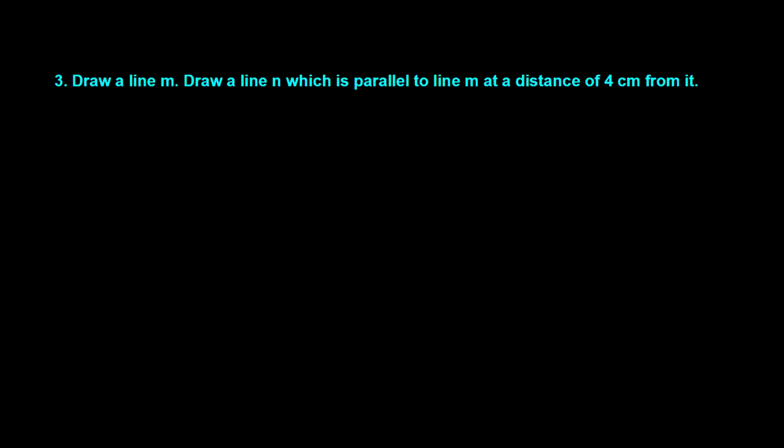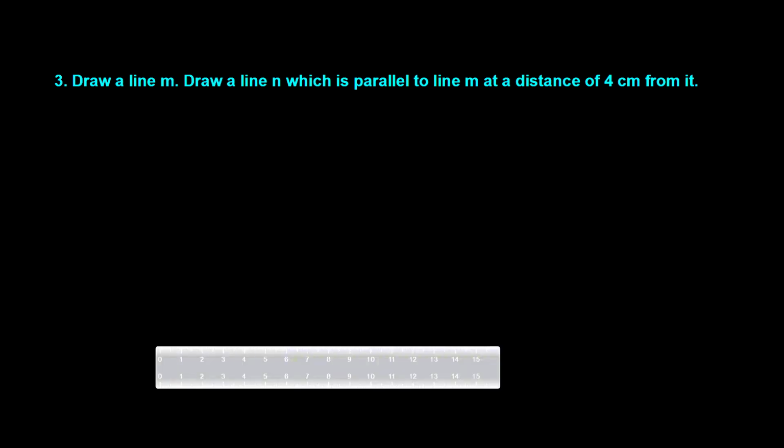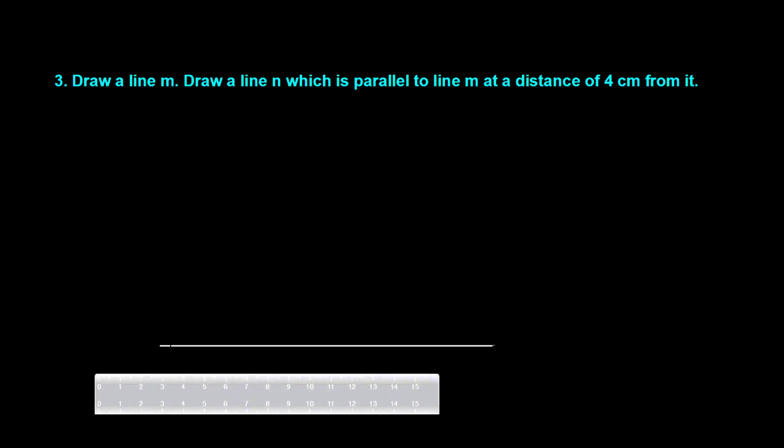Draw a line M. Draw a line N which is parallel to line M at a distance of 4 cm from it. With the help of a ruler, first we draw a line M. This one is line M. Show the arrow on both the ends. Give the name, line M. Then we have to draw a line N which is parallel to line M at 4 cm from it.